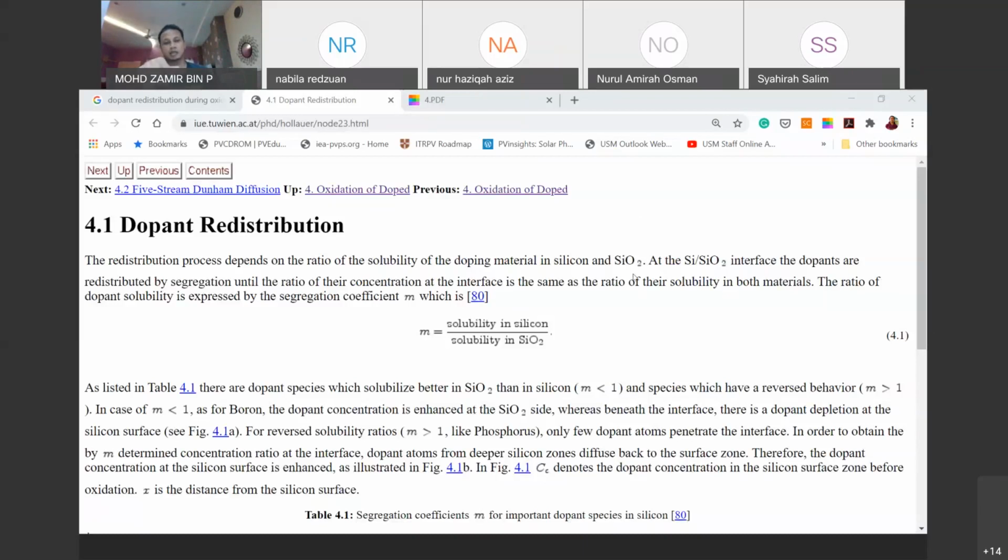But in this case, it is also M, but it refers to the solubility of impurities in silicon over that in silicon dioxide. But this ratio is actually proportional to the M value, which reflects the concentration of the impurities in both materials.